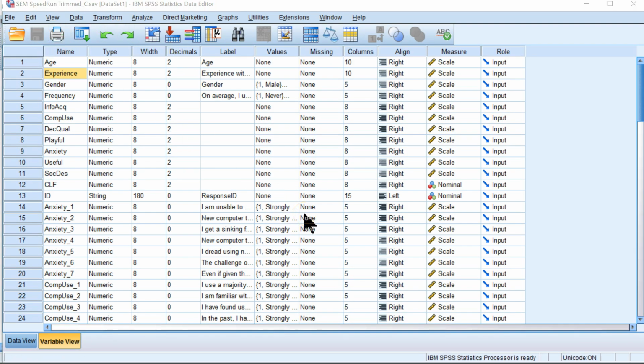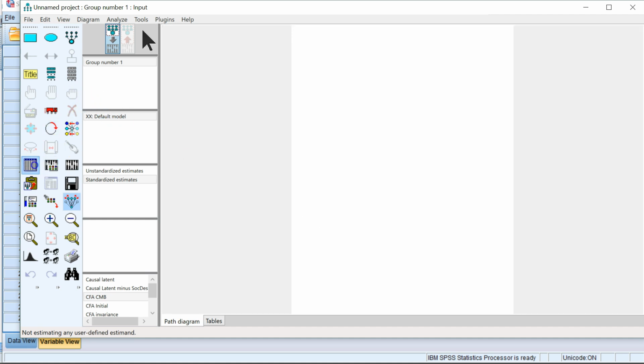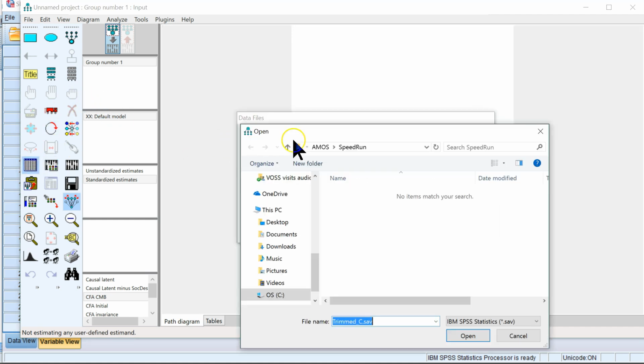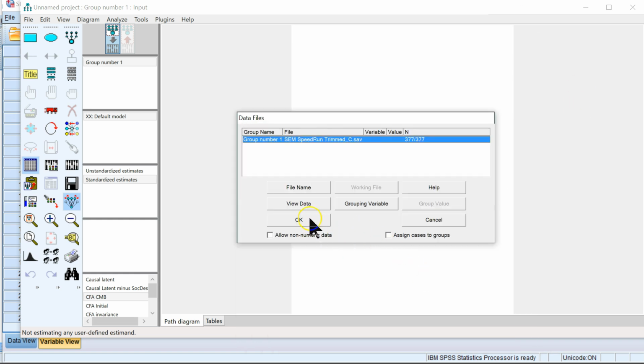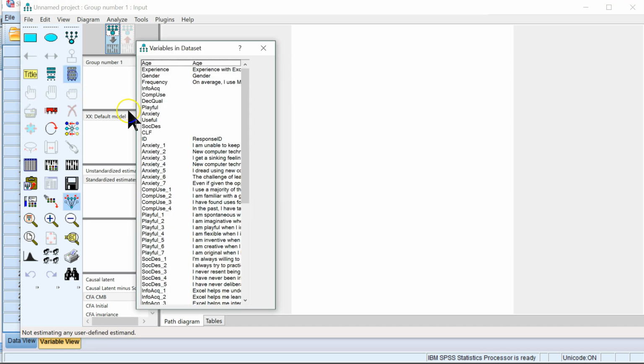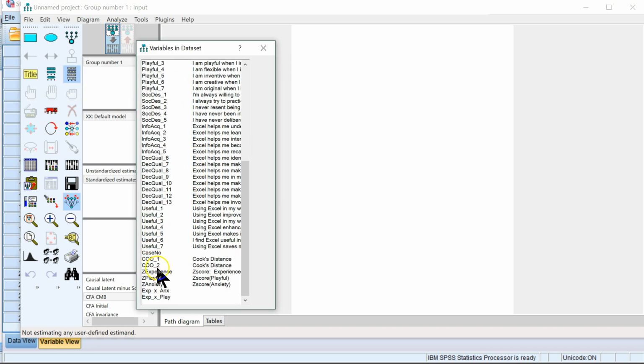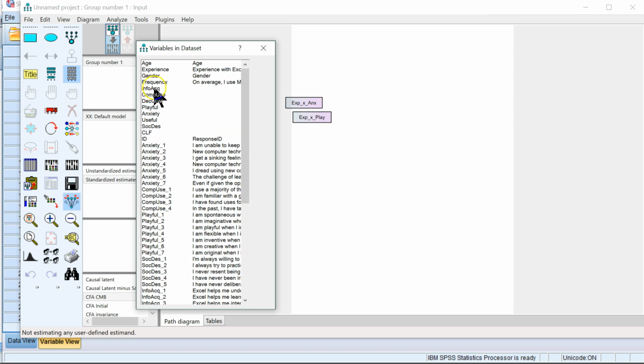And we go back to Amos and relink that data because it has changed. Oh, I wish it would just go back to where it's supposed to go. Data, trim, C, OK. And then we bring in those variables. Z experience, anxiety, and Z play. There we go, those two.